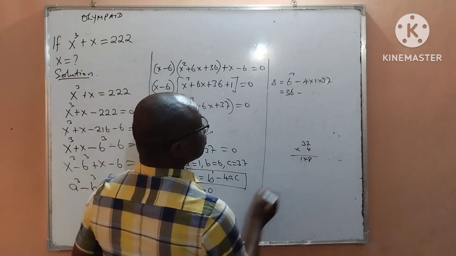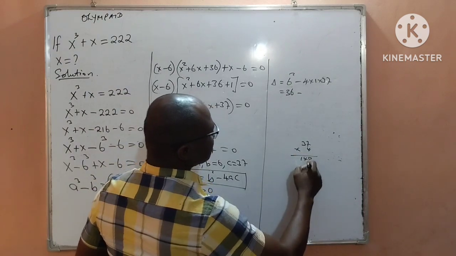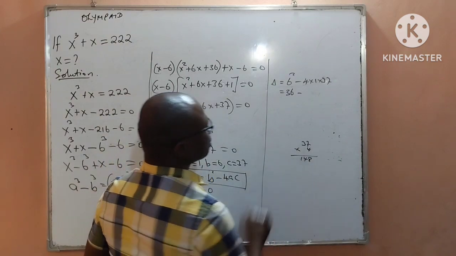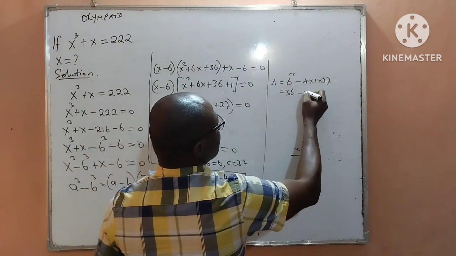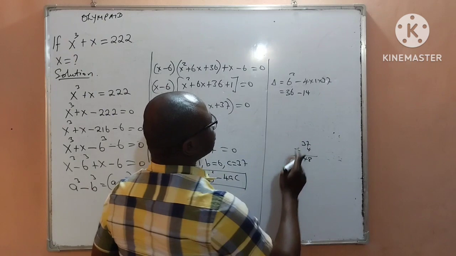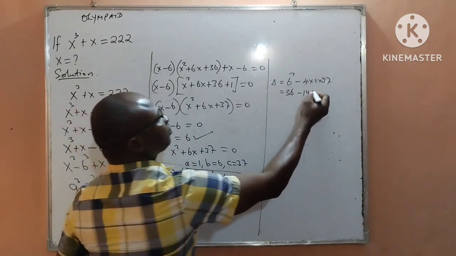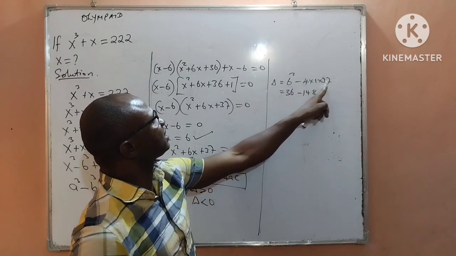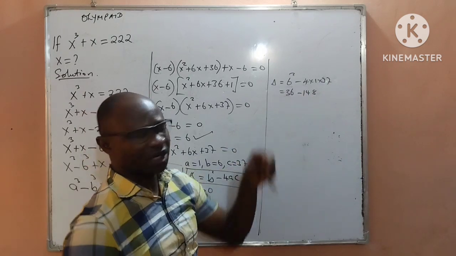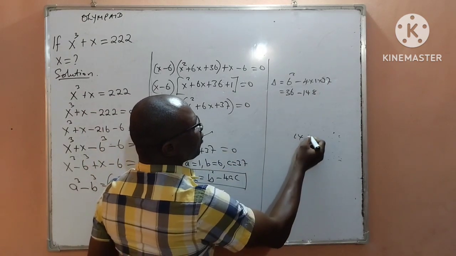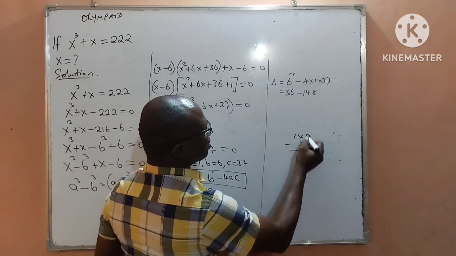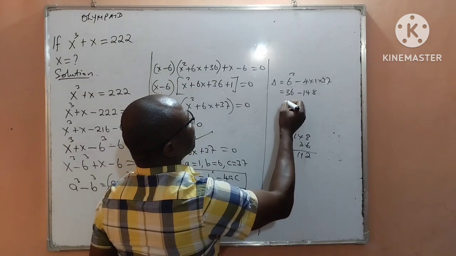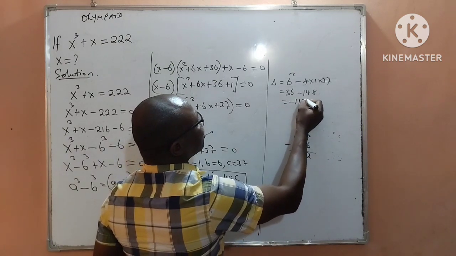So 4 times 1 times 37 will give me 148, which is 4 into 7 is 28, 4 into 3 is 12 plus 2, that will give us 14. So I have minus 148. But then 36 minus 148 is going to give me minus 112.